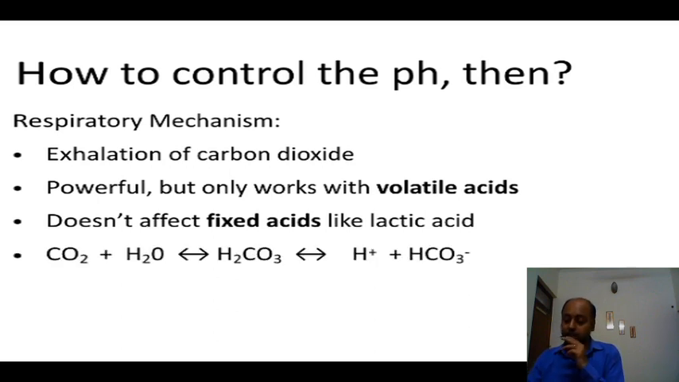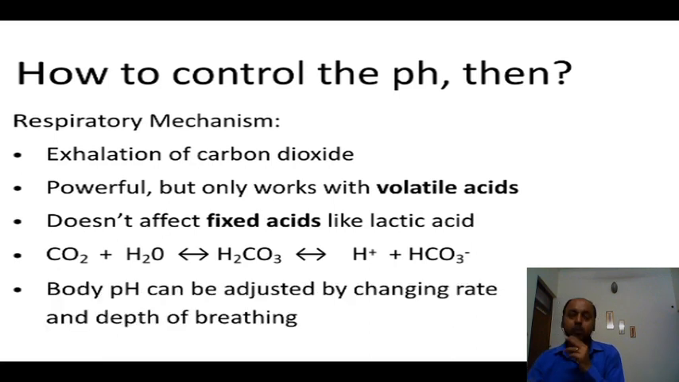So how is it acting? CO2 exhalation is controlled by respiration. So CO2 will move out, and the concentrations correspondingly will be increased or decreased. If CO2 is retained, what happens? The bicarbonate values will increase and the H plus concentration correspondingly increases.